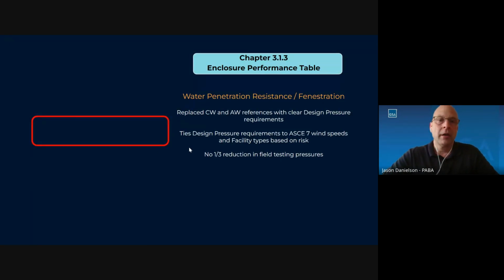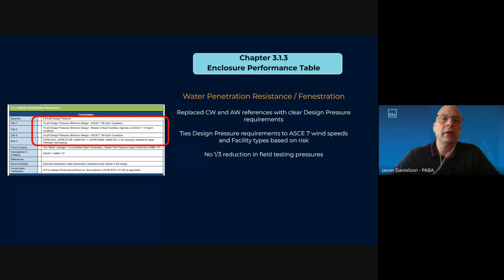So first one here, chapter 3.1.3, the enclosure performance table. This one is talking about water penetration resistance for fenestration. Previously, we had CW, CW30, AW40, and some other window performance criteria. On most jobs, we always had difficulty, with people within the industry or on the team having different takes on that.